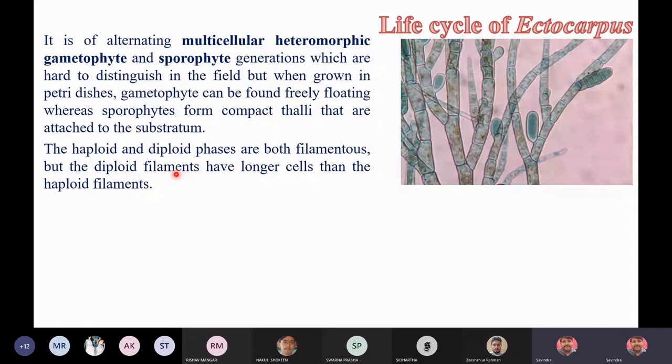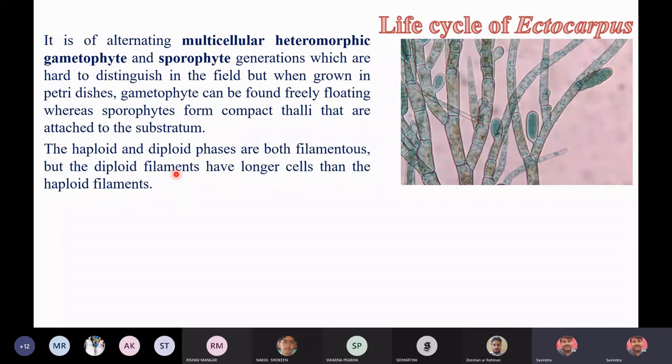You can consider it's heteromorphic. If you will say that no, they look the same, both sporophyte and gametophyte, then you can say it's isomorphic. If you are going into that much detail where you can compare the cell size, then you can say it's heteromorphic type of life cycle, because they look completely different. Gametophyte cells are different, sporophyte cells are different. That's why they are heteromorphic.